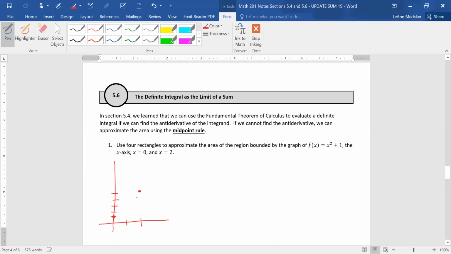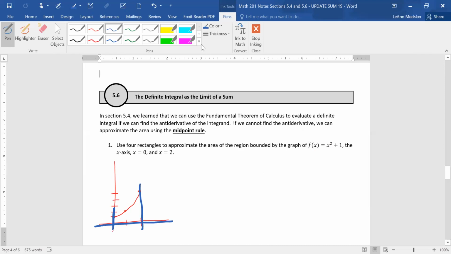Do not assume that this is a straight line. It's a parabola. So I'm going to plug in 1 as well and get the point in the middle here. So 1 squared is 1, plus 1 is 2. So notice this is a portion of a parabola. And then we also have the boundaries x equals 0, x equals 2, and the x-axis, okay?